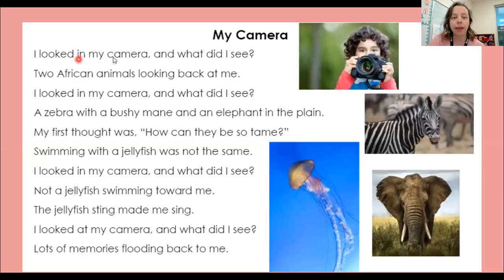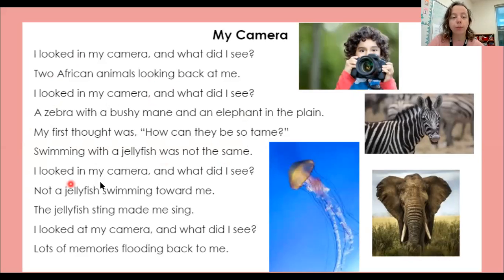I looked in my camera and what did I see? Two African animals looking back at me. I looked in my camera and what did I see? A zebra with a bushy mane and an elephant in the plain. My first thought was, how can they be so tame? Swimming with a jellyfish was not the same.